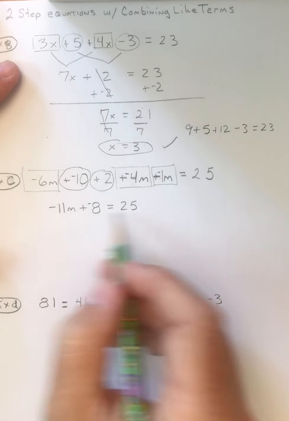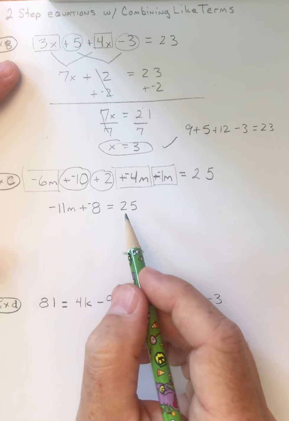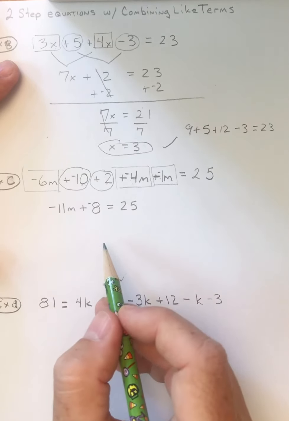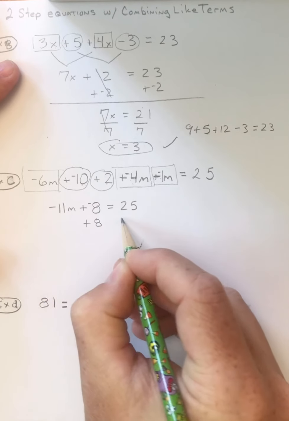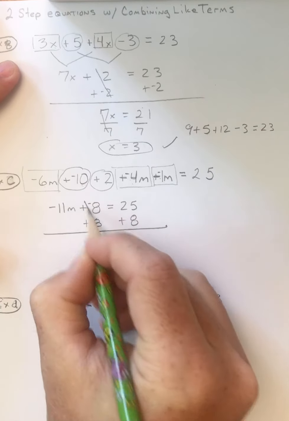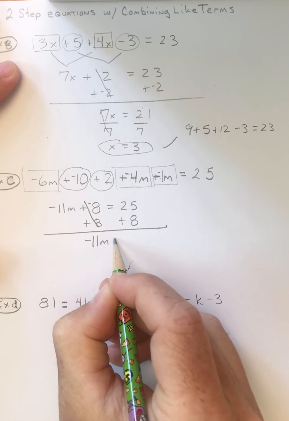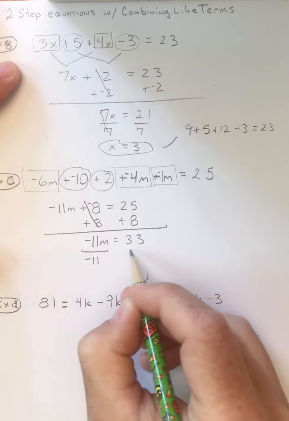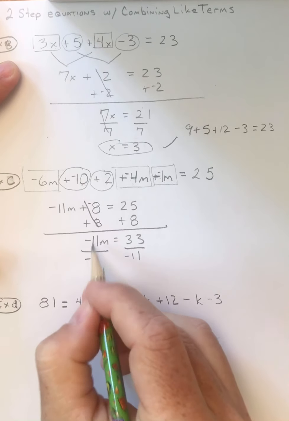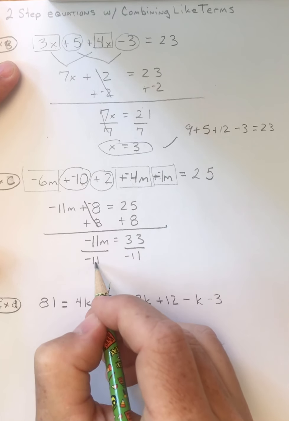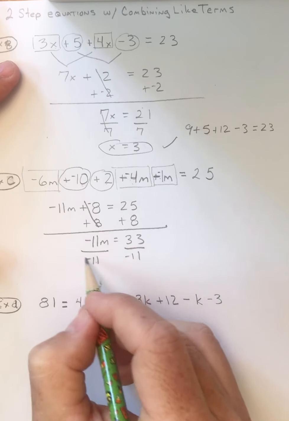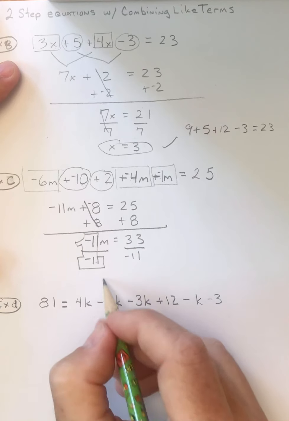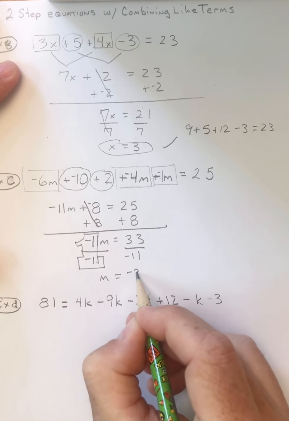Now I can go from here. Now this looks like a two-step equation, and that's our goal. You make these bigger, more complicated things look like something we're familiar with. So I'm going to add 8, cancels, negative 11m equals 33. Divide both sides by negative 11. If the coefficient's negative, you have to divide by something negative so that this becomes a 1 again. And I end up with m equals negative 3.